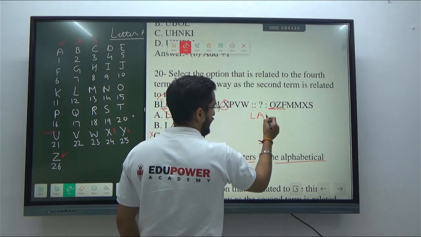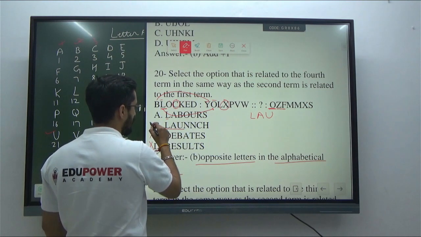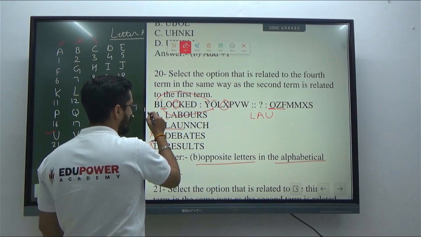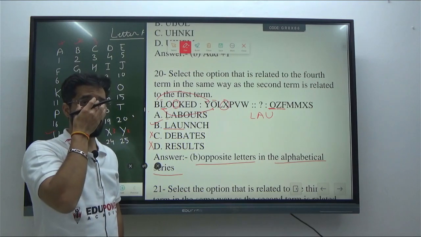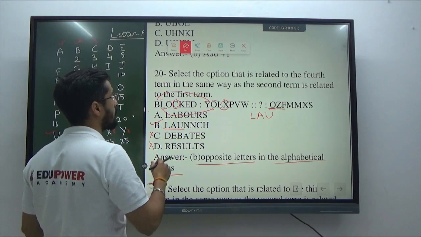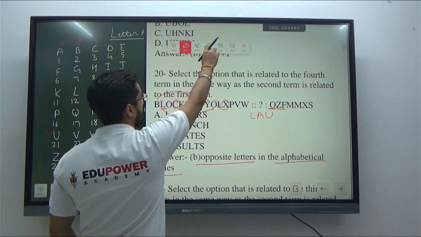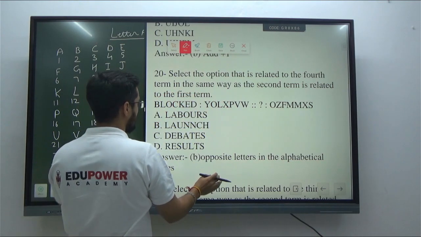ठीक है, LAU. अब LAU कहाँ मिल रहा है हमें, LAU हमें मिल रहा है B में. Option number B is correct. We can move on to the next question. I hope there is no doubt. इसको हम बोलते हैं opposite letters in the alphabetical series.